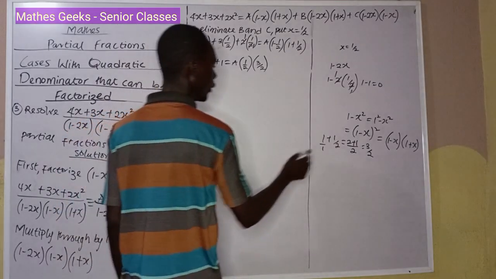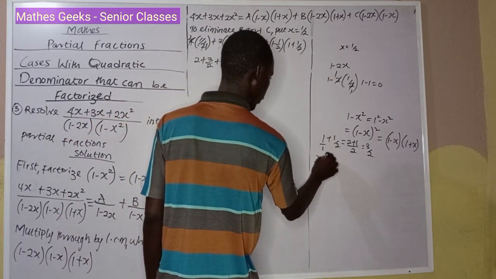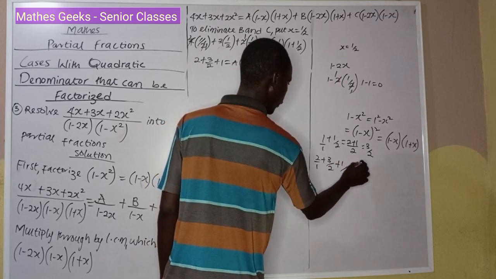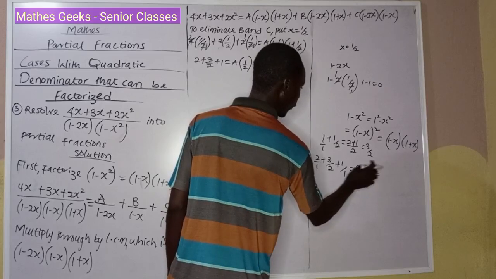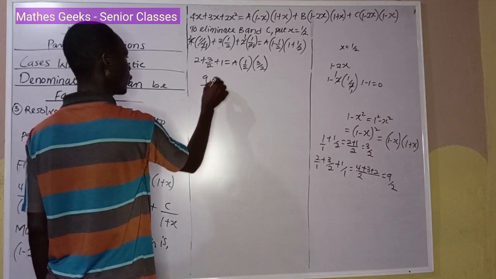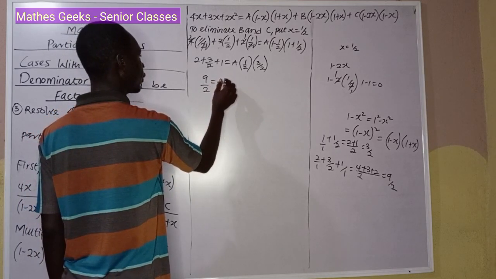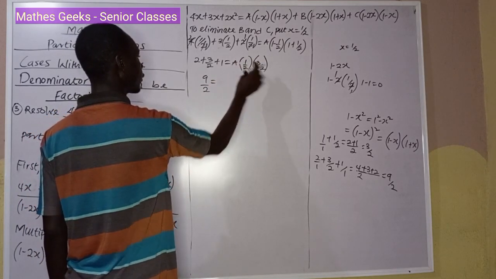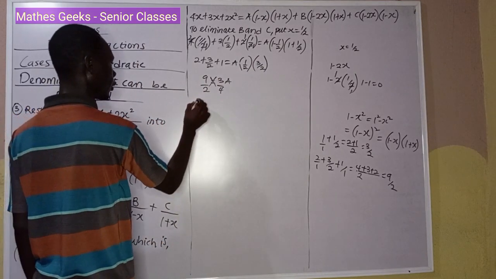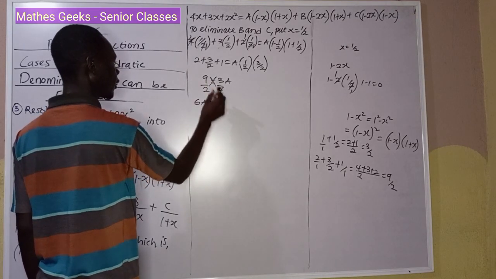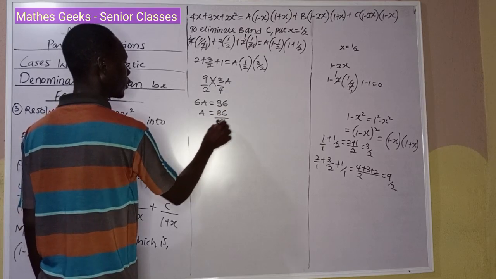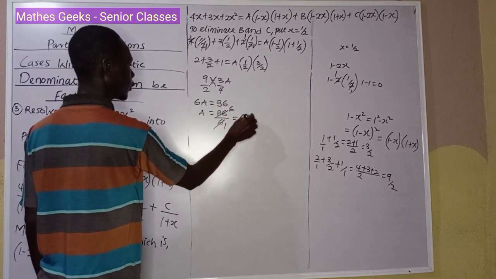So let's simplify here. The LCM is 2. Now 2 over 1 plus 3 over 2 plus 1 over 1. The LCM is 2, so this is 4 plus 3 plus 2. 4 plus 3 is 7, 7 plus 2 is 9 over 2. So 9 over 2 equals 3 over 4 A. Cross multiply: 2 times 3 gives us 6A, and 4 times 9 gives us 36. A is equal to 36 over 6, so A is equal to 6.